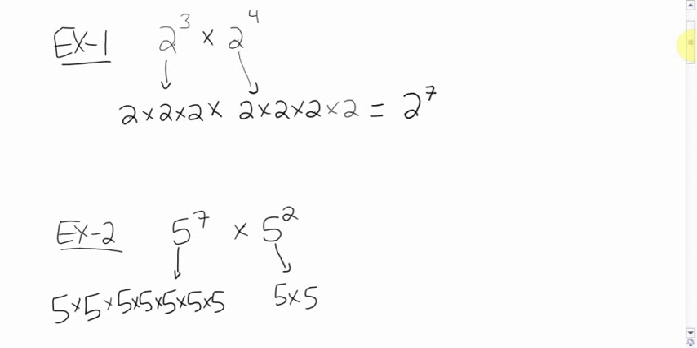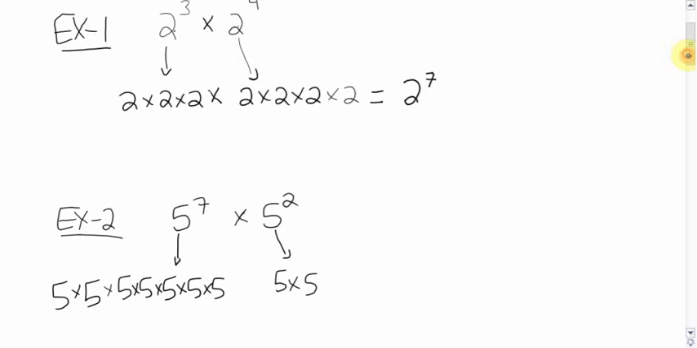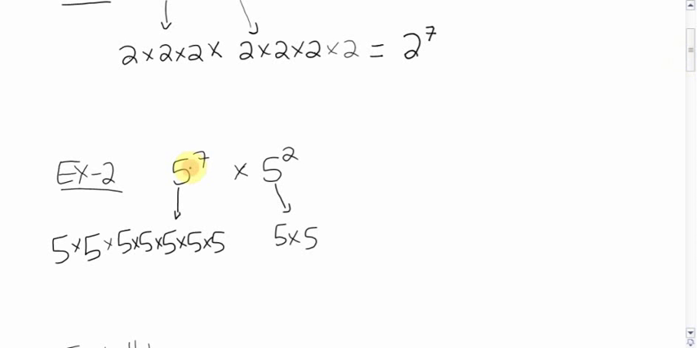Let's say you have 5 to the power 7 times 5 to the power 2. Again, this means all this, 7 5's. And we're multiplying that by these 2 5's. Well, if we do this in exponent form, you just count up the total number of 5's. 1, 2, 3, 4, 5, 6, 7, 8, 9. It's 5 to the power 9. And that's it. You don't have to give me the answer in regular standard form. You can leave it like that.